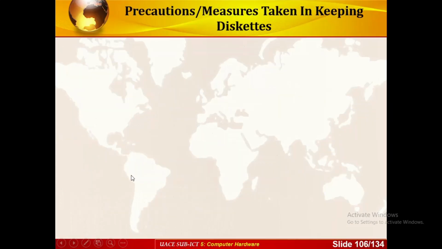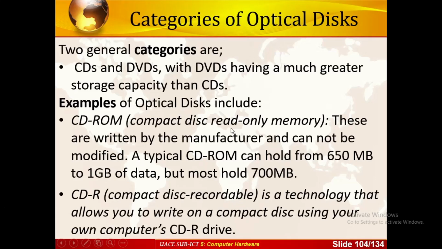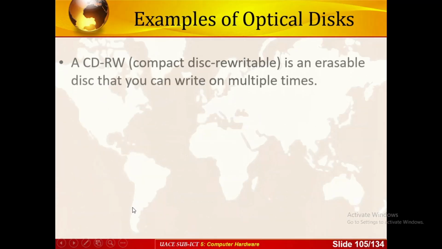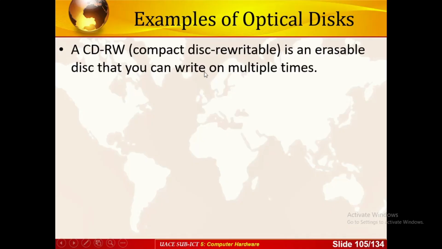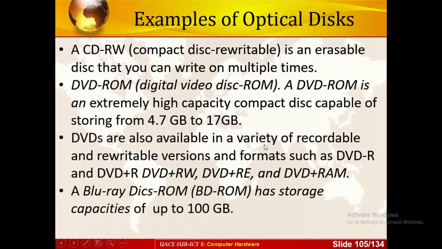So in order for us to understand this kind of discs, we have the CD-ROM, that's compact disc read-only memory. This is written by the manufacturer and cannot be erased or modified. Then CD-R, this is compact disc recordable. You can write on it only once. Then we have CD-RW. It's rewritable, that means it is erasable and you can write on it multiple times. DVD-ROM is also an extremely high capacity compact disc capable of storing from 4.7 to 17 GB. Then we have the Blu-ray disc, which has storage up to 100 GB.